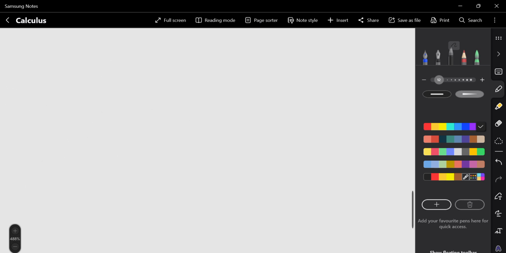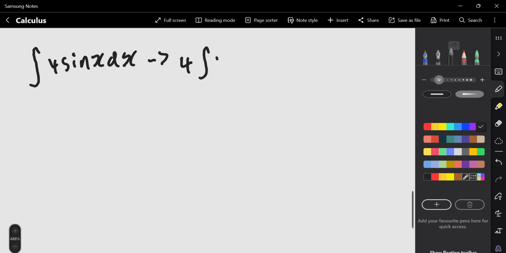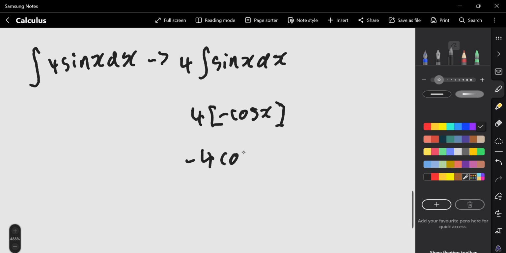And so let's do another example. Let's do the integral of 4 sine of x. We discussed before how we can take the constant out here. And so this is the same as 4 lots of the integral of sine of x. And the integral of sine of x we've just worked out is minus cosine of x. So we have 4 lots of minus cosine of x. And so our answer is going to be minus 4 cosine x plus some constant of integration c.